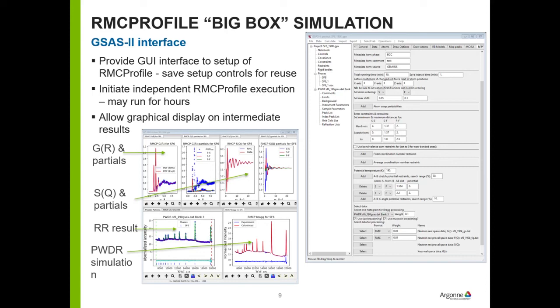So basically, one of these is the so-called big box program, RMC profile, which is written by the folks at ISIS and SNS, and this was originally developed mostly for neutron PDFs, but it also can be used for X-ray PDFs. And what GSAS II provides is a GUI interface for setting up this program. The actual program itself, the input to it is basically text files of commands and data. And they're not easy to set up if you don't know what you're doing, and you easily make mistakes. So what we do is we provide the GUI interface to allow you to set this thing up without errors and actually have a successful run.